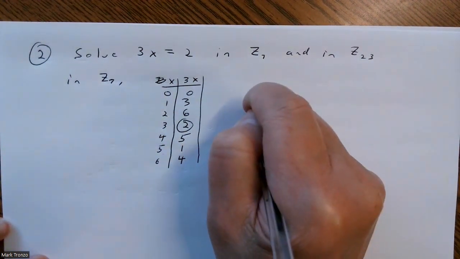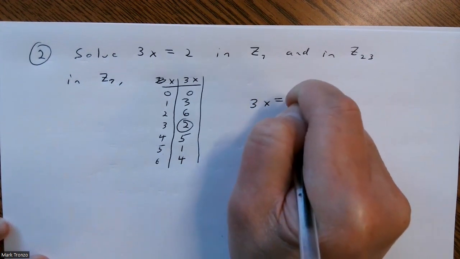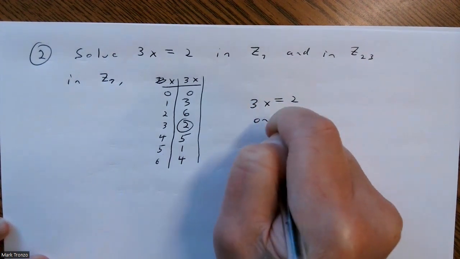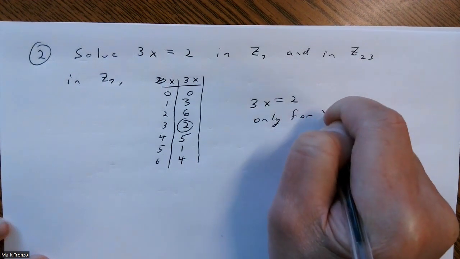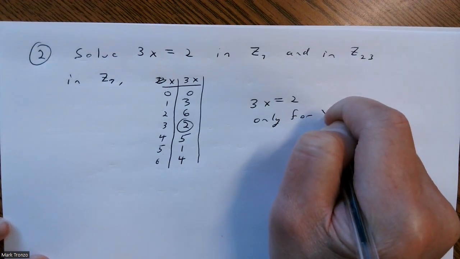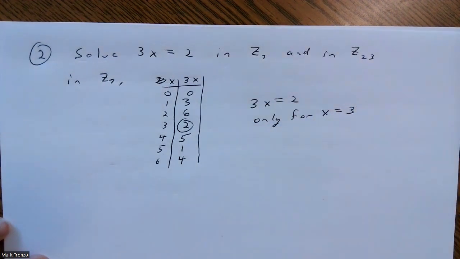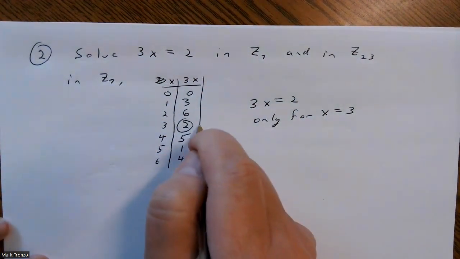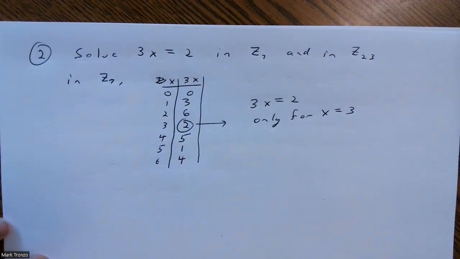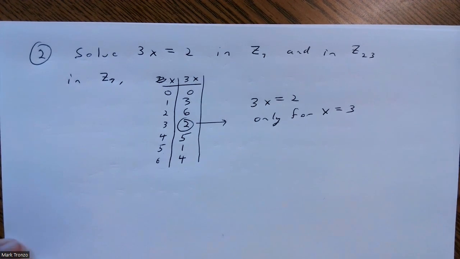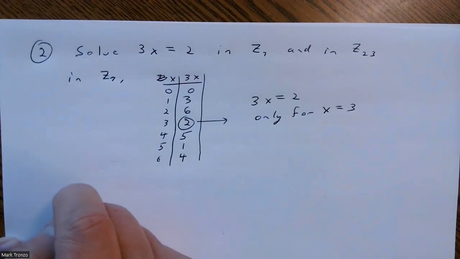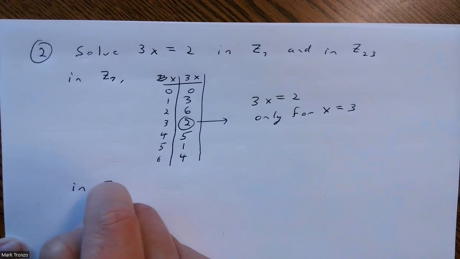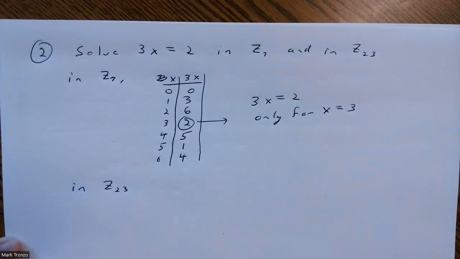Excuse me, for x equal 3, yeah, x equal 3 gives us 2 right here. Any questions on this? Now on Z23, so this one's kind of interesting.